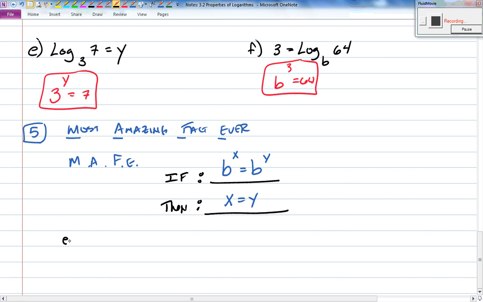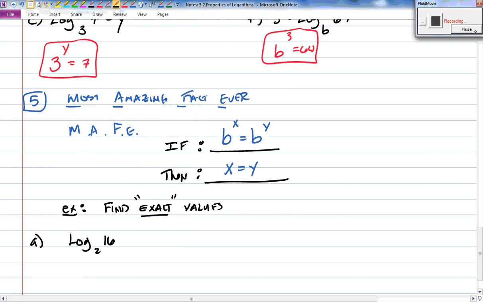So how do we use this information to help ourselves out? Well, here's what we do. Let's say, as an example, I want to find exact values. Now, when I say exact, what do I mean? Log base 2 of 16. All right, ladies and gentlemen, log base 2 of 16. This is an expression. I want the exact value for the log base 2 of 16.